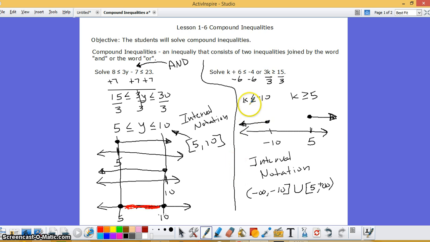Alright, so this is the lesson for compound inequalities. You still need to watch the lesson video for absolute value inequalities and then complete the problem set.